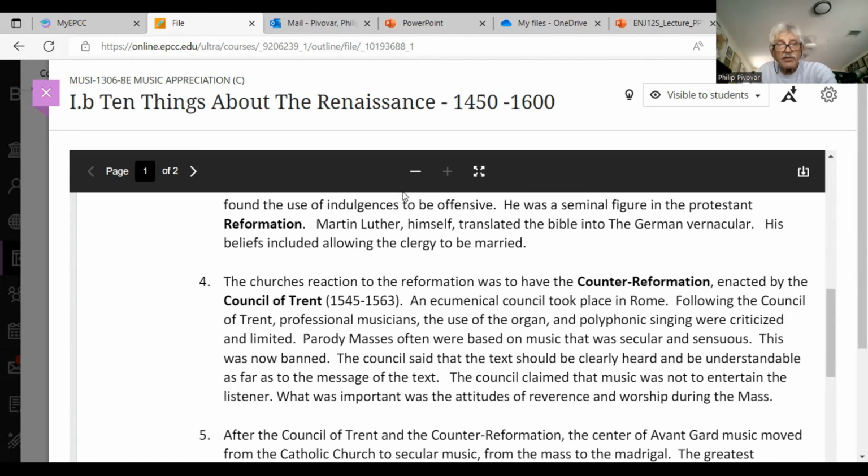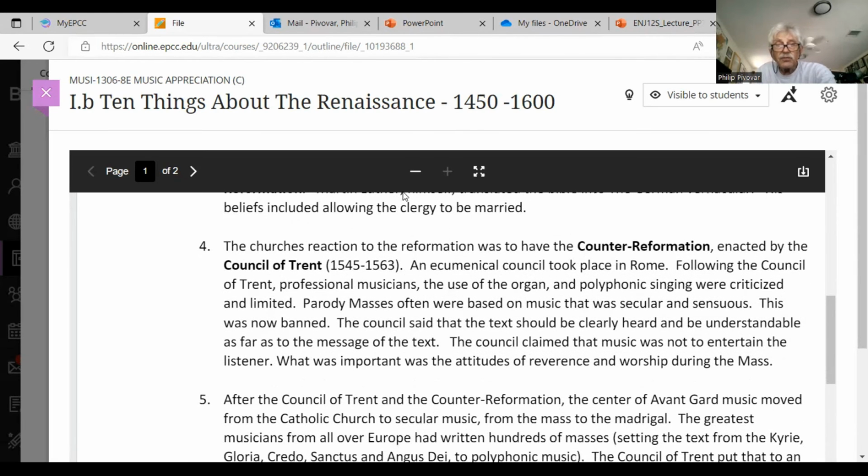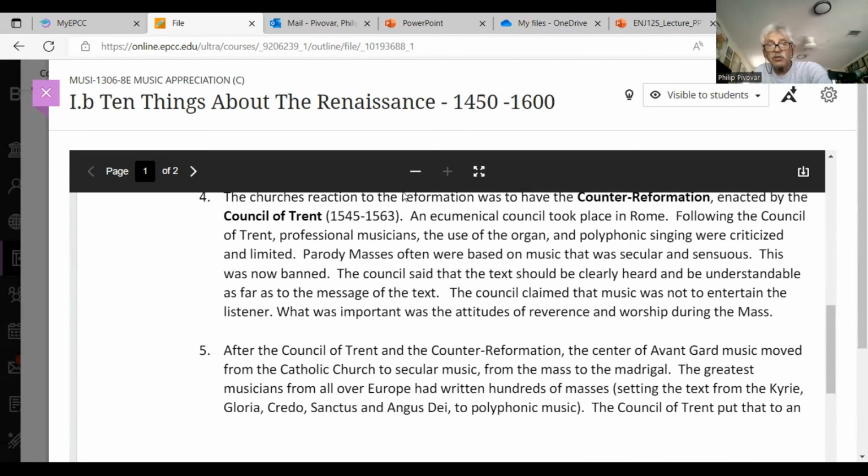Following the Council of Trent, professional musicians, the use of organ and polyphonic singing were criticized and limited. Parody masses, where they used outside music, were based on music that was secular and sensuous. This was now banned. The council said that the text should be clearly heard and be understandable as far as the message of the text. The council claimed that music was not to entertain the listener, right, the Catholic Church, but what was important were attitudes of reverence and worship during the Mass.